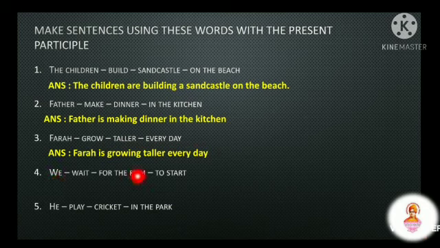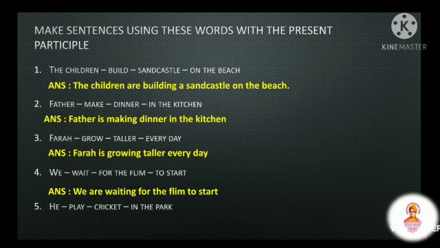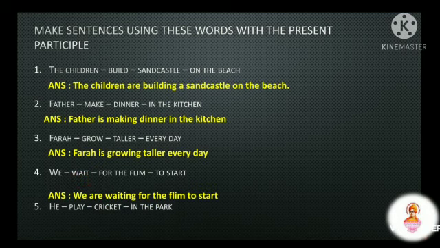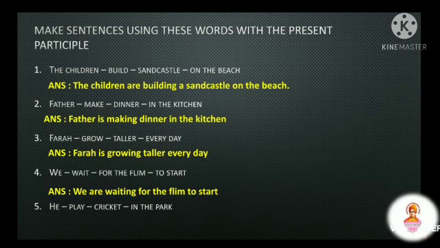We wait for the film to start. Here which is the verb? Wait. So we, two people, more than one people. So it may be plural. So we are waiting. Wait should be added with ing form. Waiting for the film to start. Next, He play cricket in the park. Fifth one. So he, single person. So he is playing cricket in the park.